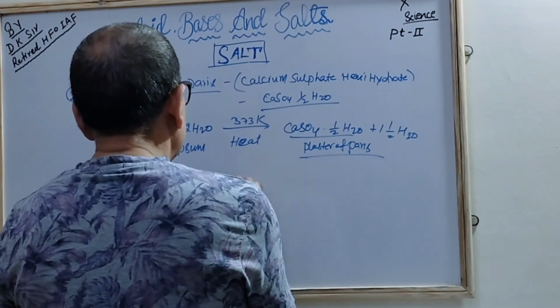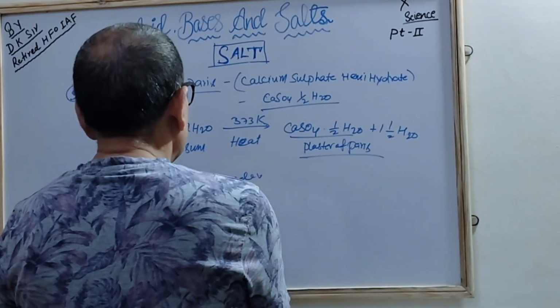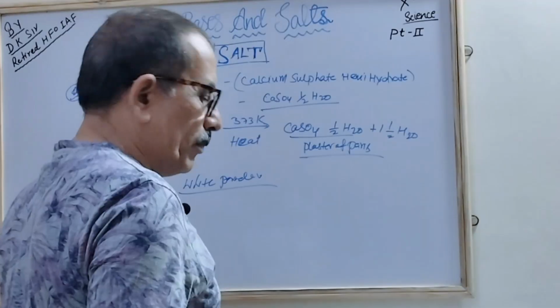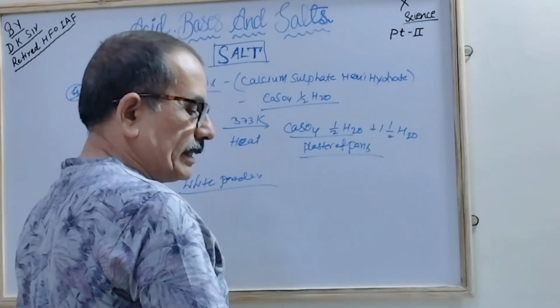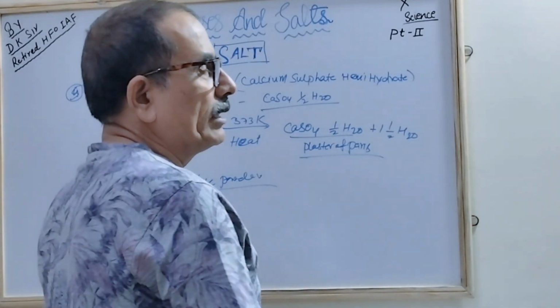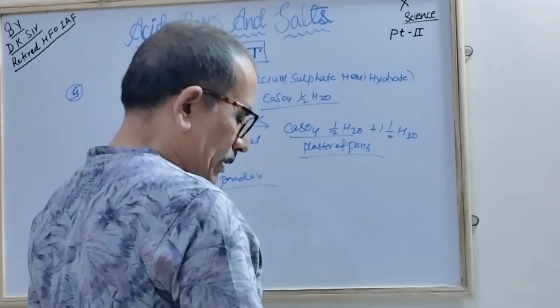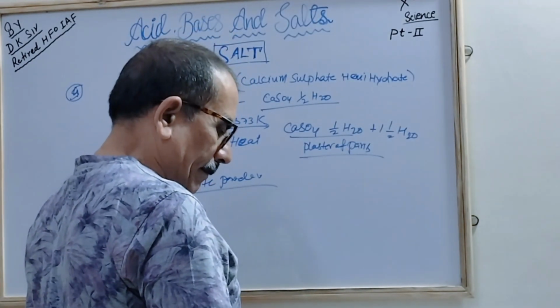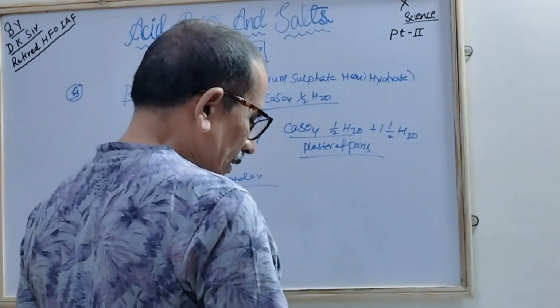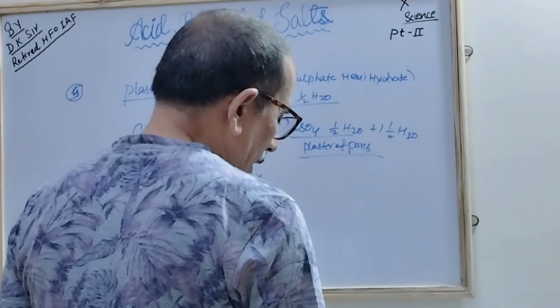The white powder is there. If any organ breaks, there is a bone fracture, we are using the plaster of Paris. When you want to make the roof decorative, we are using the plaster of Paris. So the powder, on mixing with the water, is changed to gypsum, giving the hard mass.